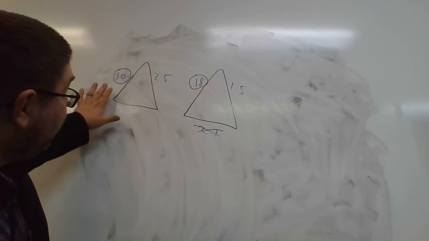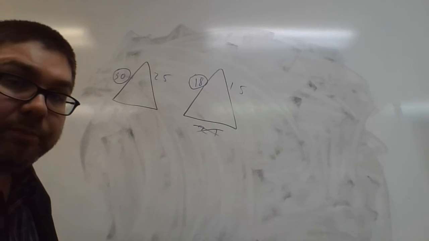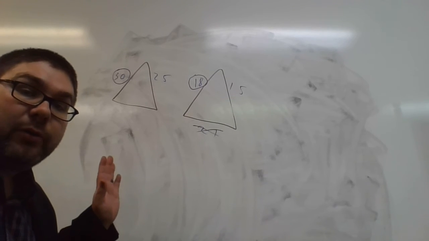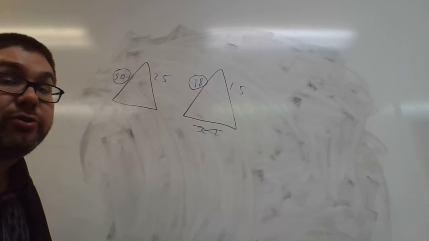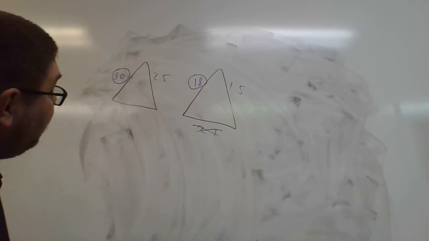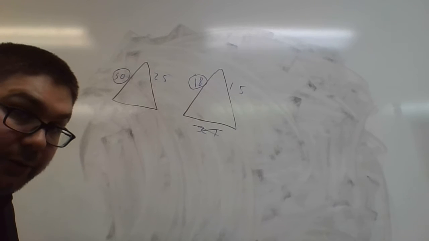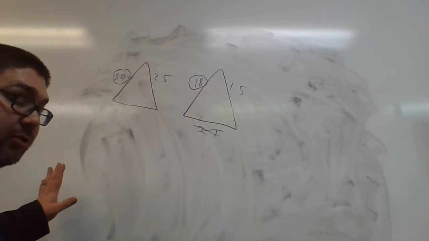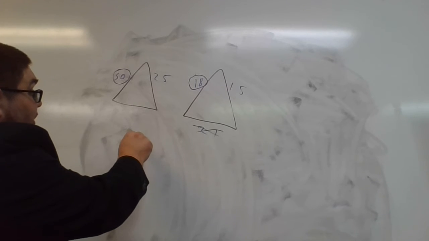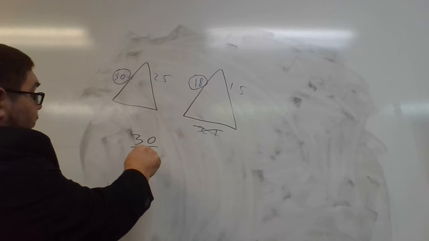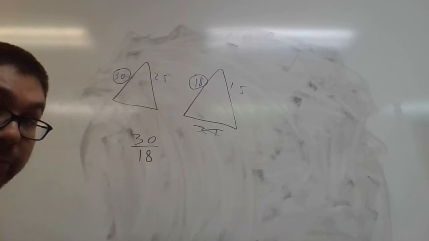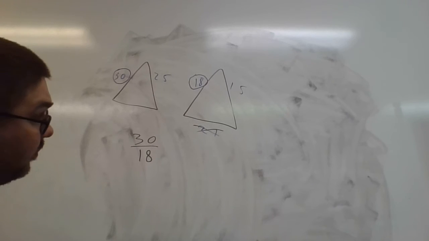Here's what I'm going to do. I'm going to use the 30 and the 18 this time. Okay? Just because last time I used left, left, I'm going to use left, left again. Now we can use right and right. We can use 25 and 15. It is okay if we do, but I'm just going to stay consistent. Now I'm going to do 30 over 18. Okay? Again, 25 over 15 would do the same thing. It will give you the same answer.